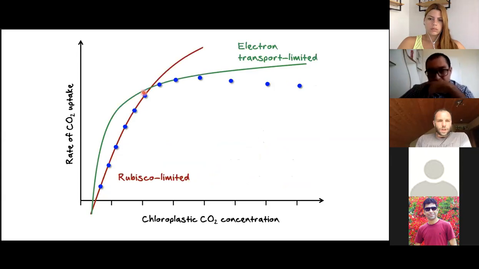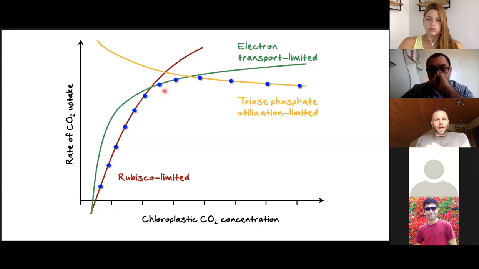And at slightly higher concentrations, that's where you become electron transport limited. So that's where the regeneration of RuBP is limiting CO2 uptake. And then at even higher CO2 concentration, that's when the plant becomes triphosphate utilization limited. So the general pattern is always the same, but what is limiting photosynthesis in a plant at any given situation might change.